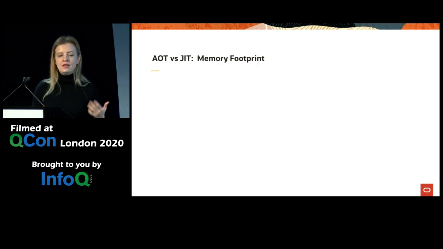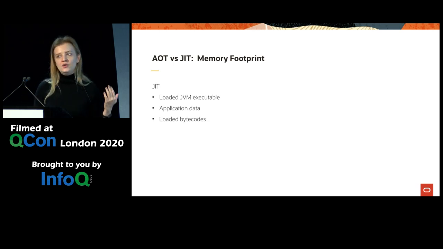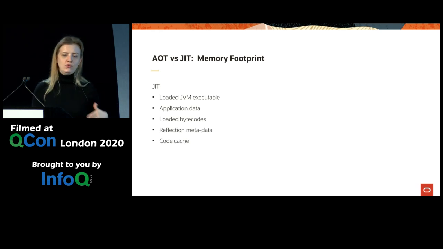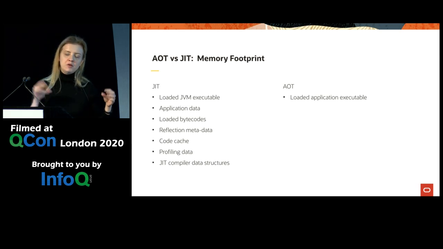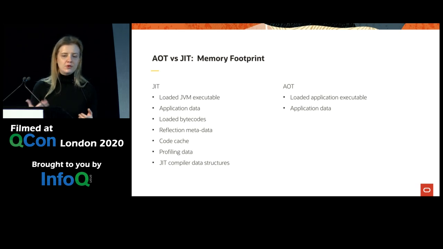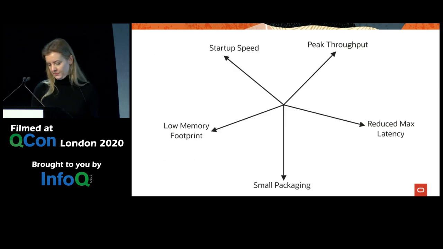So if you compare what happens to memory and how much memory you need in both of those modes, you see that in JIT mode, you need to keep around a lot of memory for all those structures. So for the JVM executable itself, for application data, for metadata stuff. Once again, with AOT, you only need to load your application into memory and keep around application data, but that's basically where this time and memory differences are coming from.